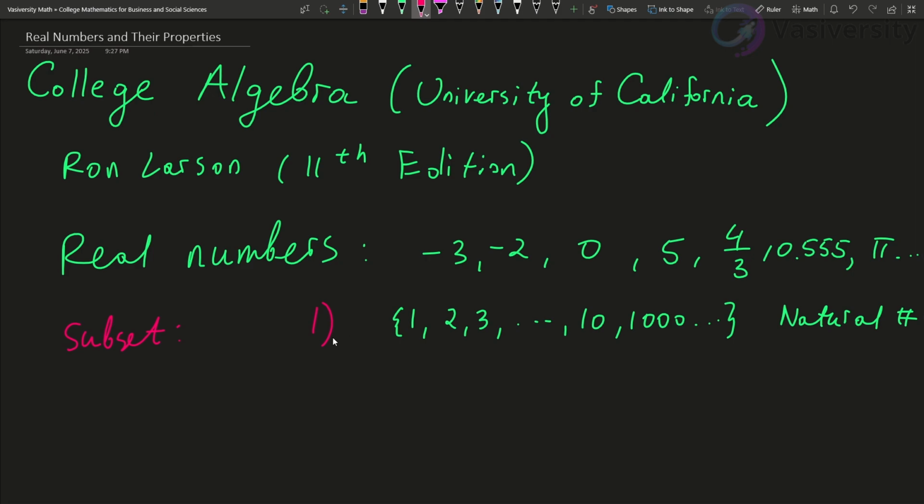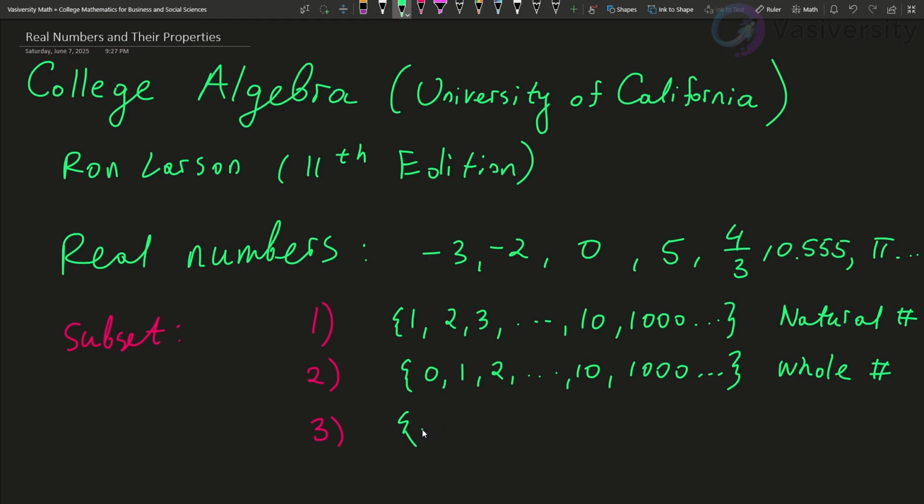Okay, then the second kind is going to be the set of whole numbers. Right, the whole numbers include 0, 1, 2, ... 10, 1,000, etc. Okay, so this is whole numbers. And one of the also very popular subsets would be the subset of integers. So we can start -10, -9, ... -1, 0, 1, 2, ... 10, etc. Okay, that we call integers.